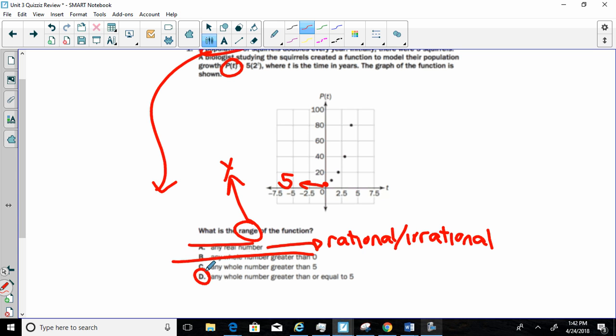Wait. You said it's greater than 5. Well, this one is equal to 5, right? Because it's starting at 5. So it starts at 5 and then it goes up from there. So it's still equal to 5. So it could be greater than or equal to 5. Does that make sense? Okay.